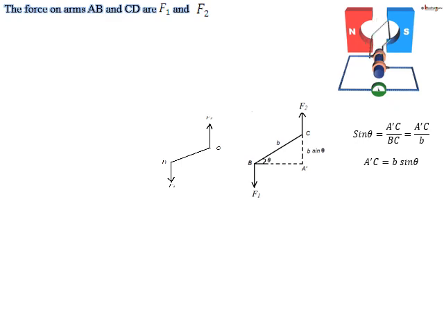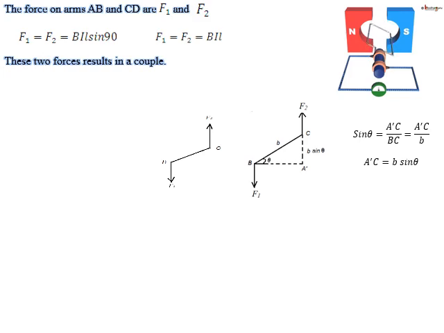Forces on arms AB and CD are F1 and F2. This is the same as the first case because both the arms are again perpendicular to the magnetic field. Therefore, F1 is equal to F2, which is equal to BIL sin theta. Theta is 90 degrees. Therefore, both the forces will be equal to BIL since sin 90 is equal to 1. These two forces give rise to a torque.